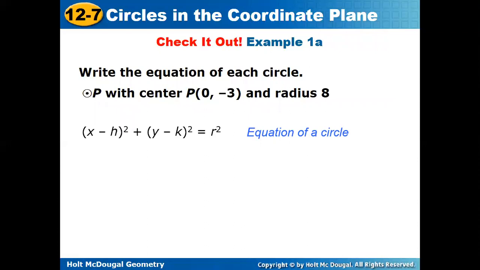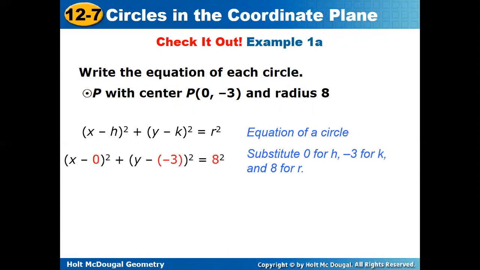The equation of the circle we know, write it first. Then you have the center P (0, negative 3) as h and k. Where is the radius? The radius is 8. So you will substitute 0 for h and negative 3 for k and 8 for r. It will be like this.